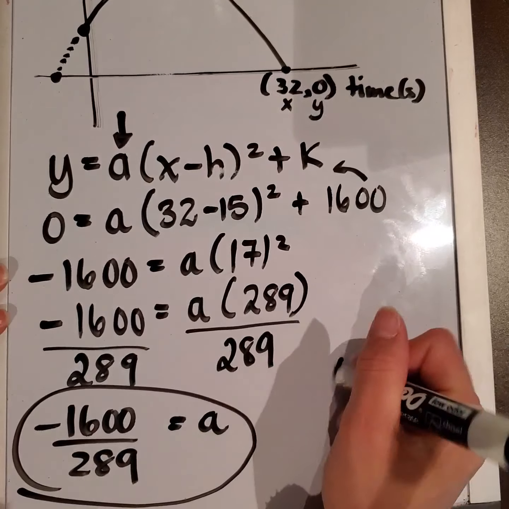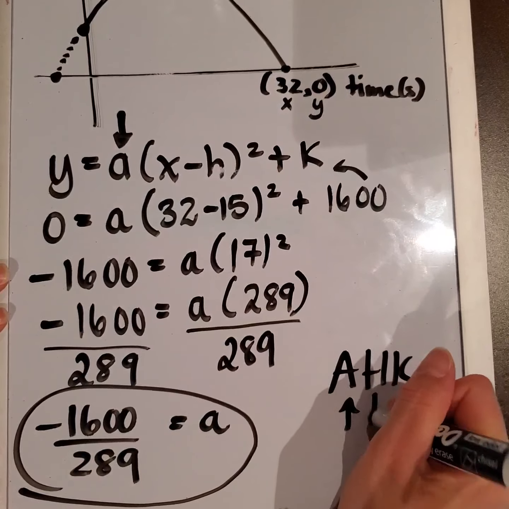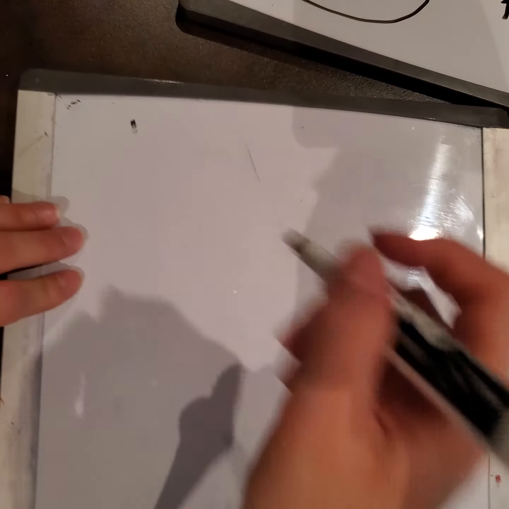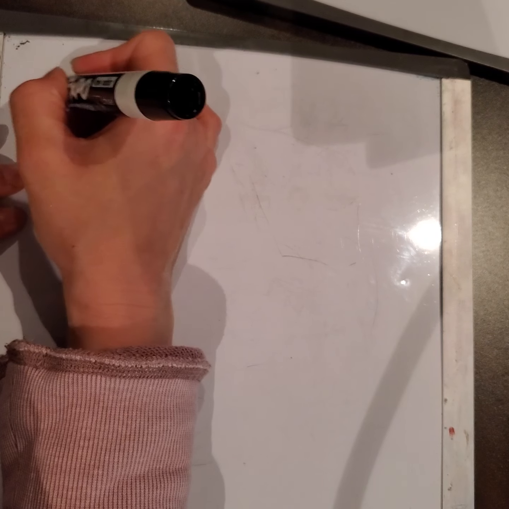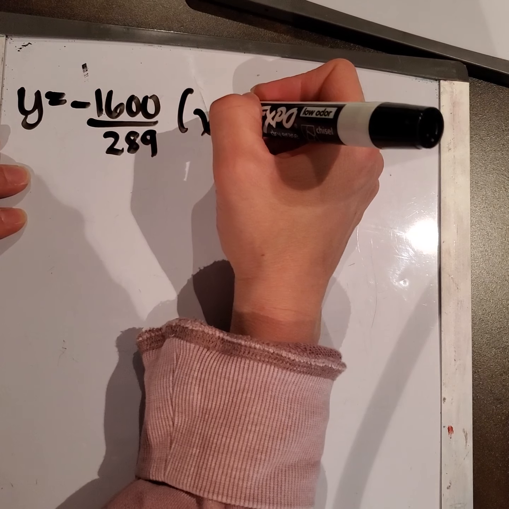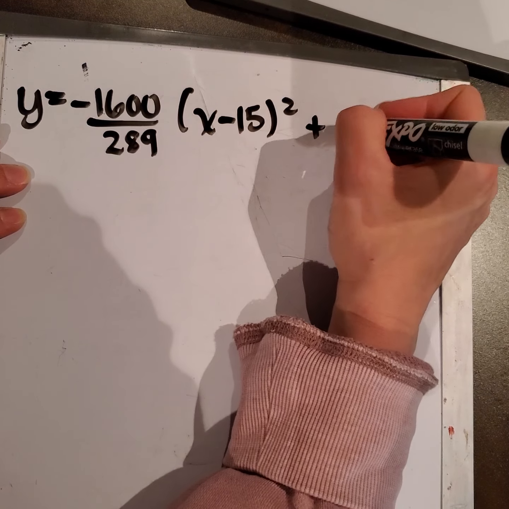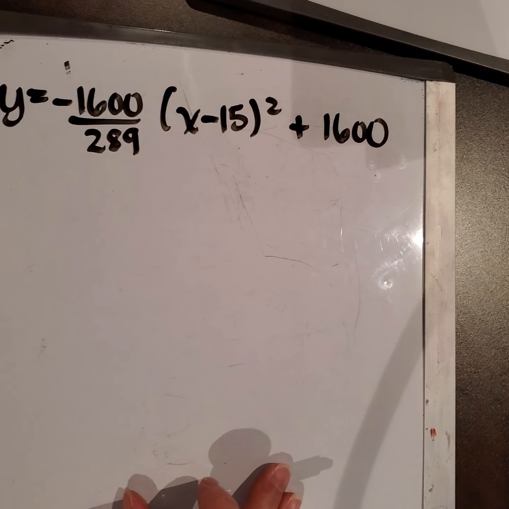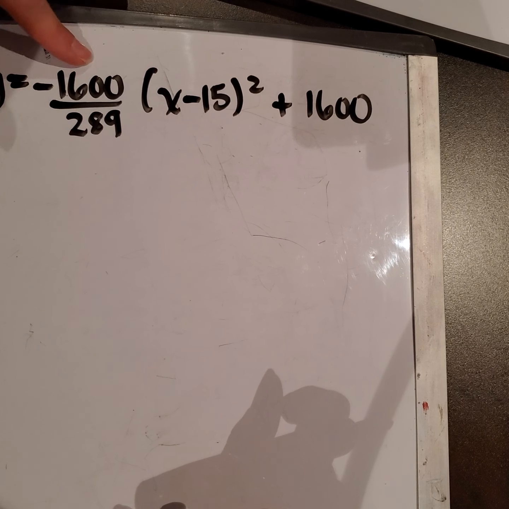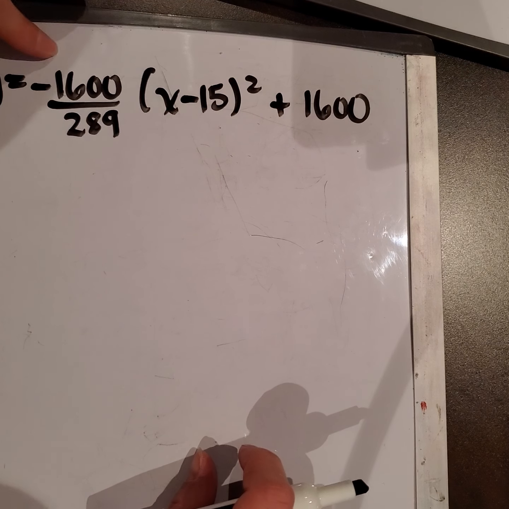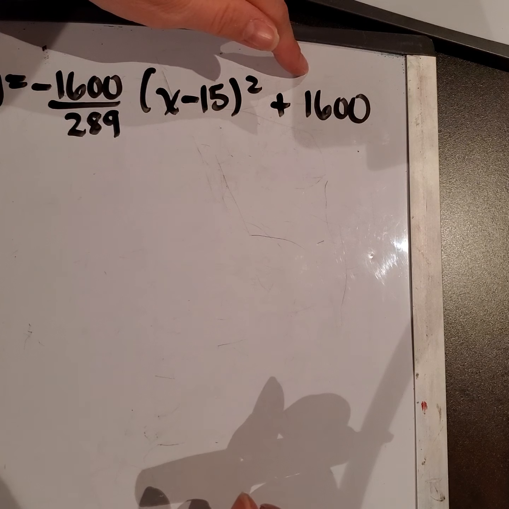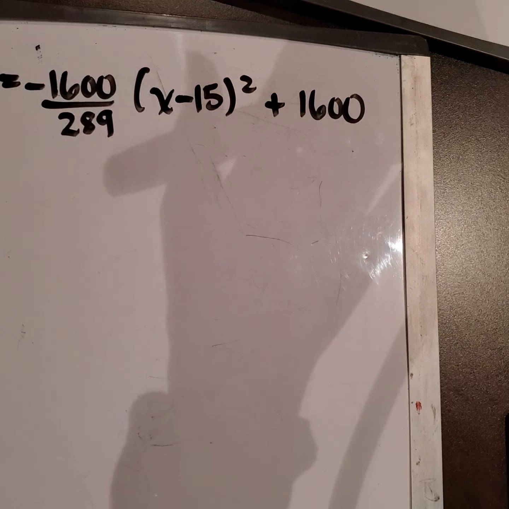So remember, vertex form, you need to plug in your A, your H, and your K. I'm gonna go ahead and do that on another board. Can you see this? Yes, you can. Y is equal to negative 1,600 over 289, X minus 15 squared plus 1,600. They didn't ask me to do this, but just for the sake of practicing my transformations: reflection in the x-axis, vertical stretch, because that's greater than 1, of 1,600 over 289, horizontal translation 15 units to the right, vertical translation 1,600 units up.